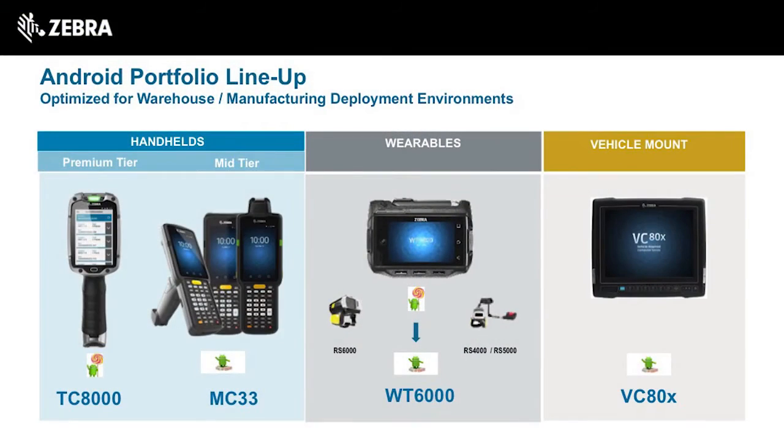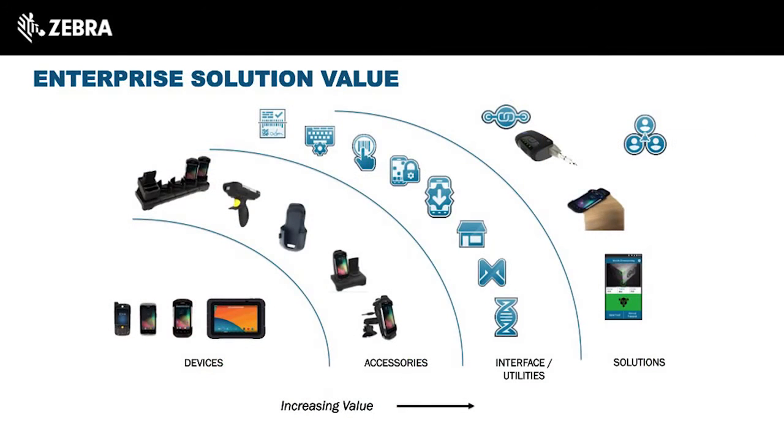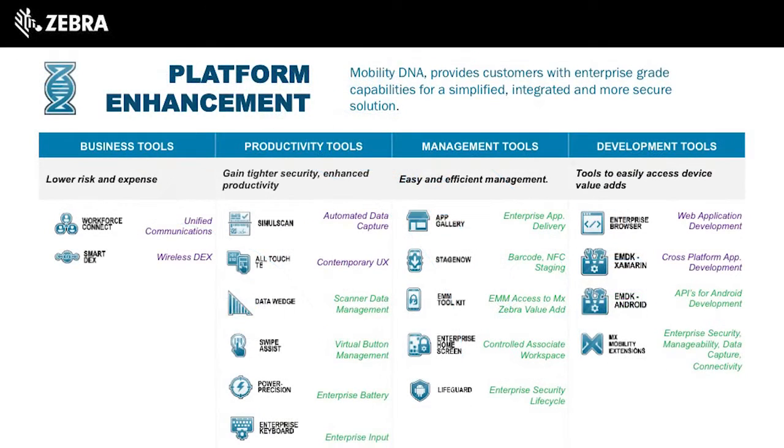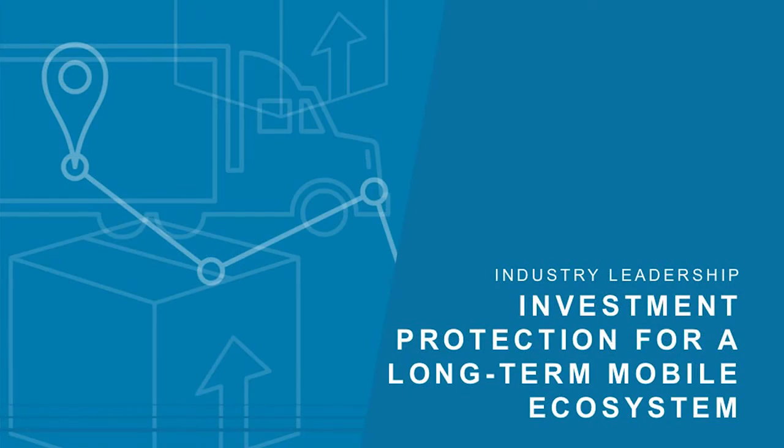So just to reiterate, from a Zebra portfolio perspective, pretty much all of our mainstream products have gone into Android. From Zebra's side, we believe in providing devices, accessories, utilities, and software solutions that essentially fulfill the entire ecosystem when it comes to the enterprise solutions. Now, we also have something called Mobility DNA, which provides business tools, productivity tools, management tools, and development tools that essentially enable the developers, the backend administrators, as well as users to be able to utilize the Android platform much more effectively.